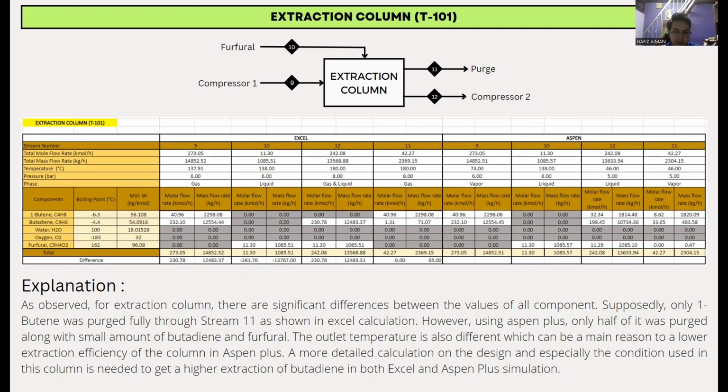The outlet temperature is also different, which can be the main cause of a lower extraction efficiency of the column in Aspen Plus. A more detailed calculation on the design and especially the condition used in this column is needed to get a higher extraction of butadiene in both Excel and Aspen Plus simulation. So, according to the explanation, we can see that the temperature is different, so it makes the extraction column in Aspen Plus less efficient right here.